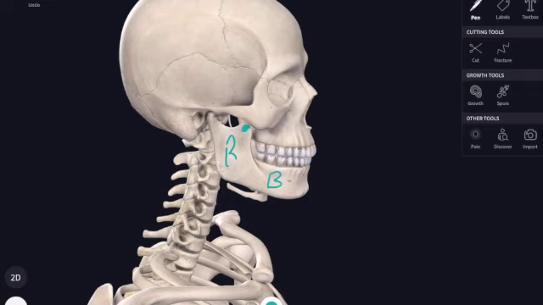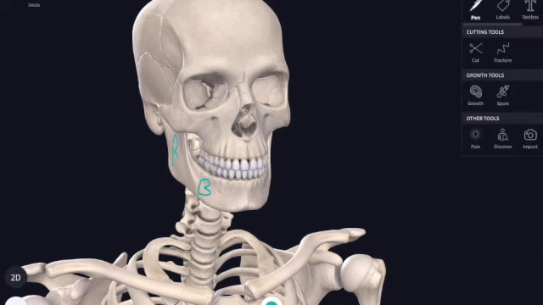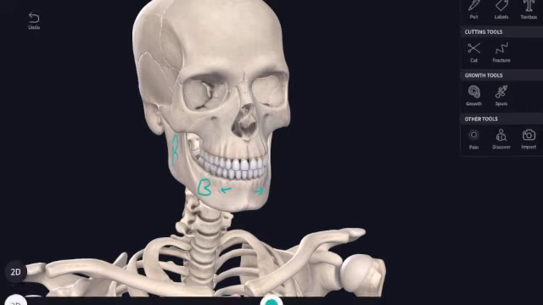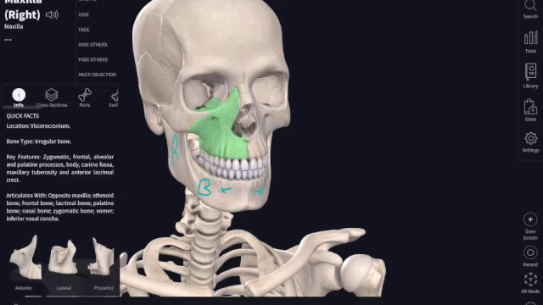The mental foramen are the dots on the bottom there. Right there. And there's one over there. Okay. The maxilla is one of the big bones of the face up front next to your nose.